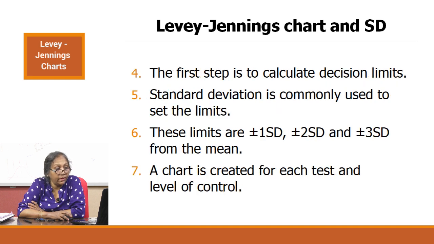The first step when you decide I'm going to make an LJ in my lab is to understand the limits, the decision limits. You would want to understand what is the mean and what is the standard deviation, then only you will be able to make a graph. How will you find that mean and standard deviation? We already explained in the earlier videos how to calculate the mean and standard deviation. We'll explain again through Excel sheets and how to use Excel sheets in subsequent videos. So you need to understand the basics, understand your mean, understand your standard deviation, and then you set the limits.